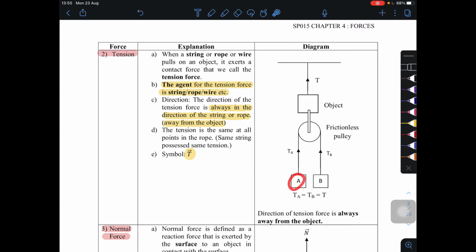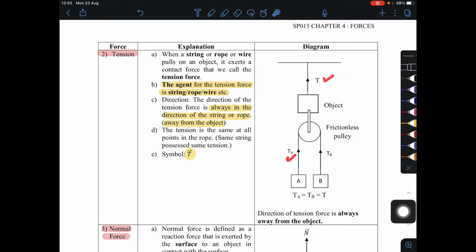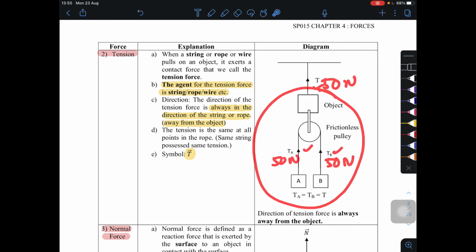So this one kita label lah. This one object A, TA. Object B, TB. But for the whole system, because they are all connected together, the value of the tension force will be the same. Maksudnya T sama dengan TA sama dengan TB. So kalau T ni adalah 50 Newton, so dekat sini pun adalah 50 Newton, 50 Newton. Okay, tension dia adalah sama, mesti sama dalam satu sistem yang sama if they are all connected together.